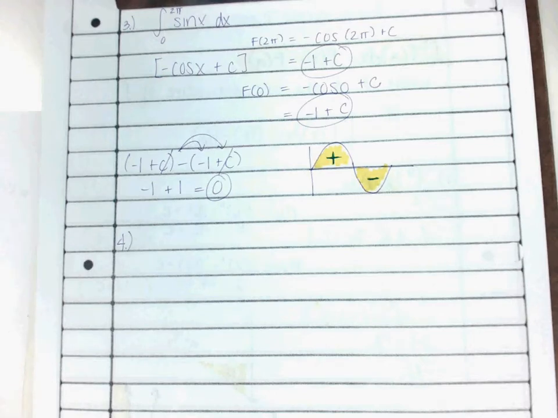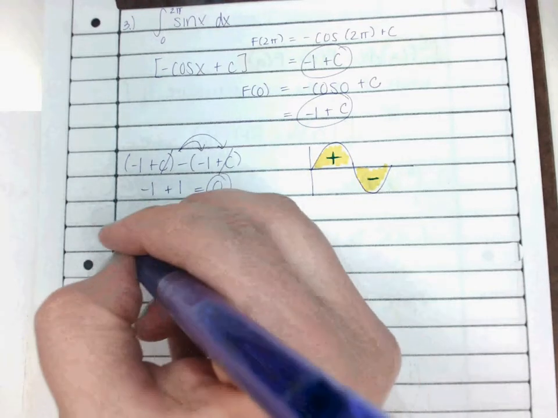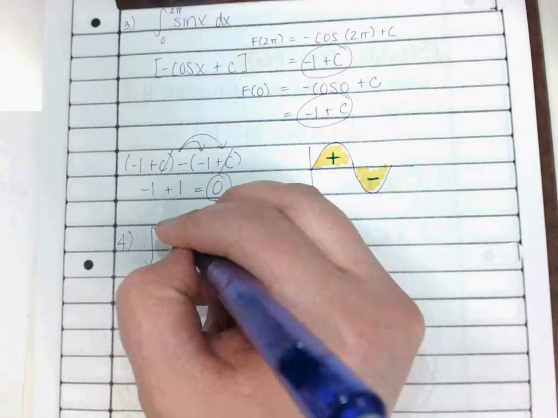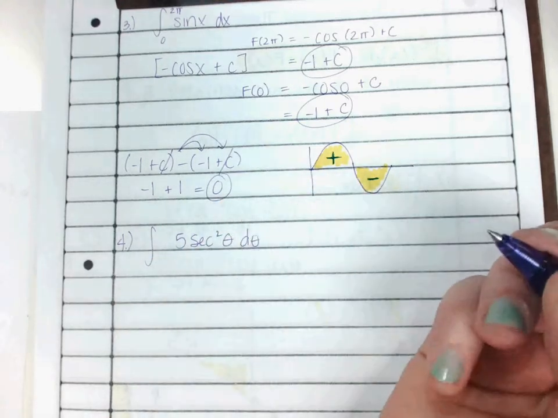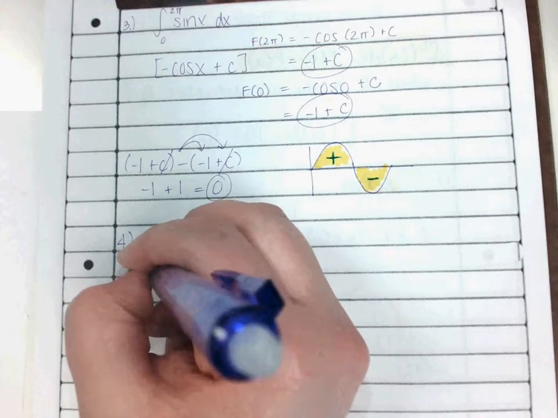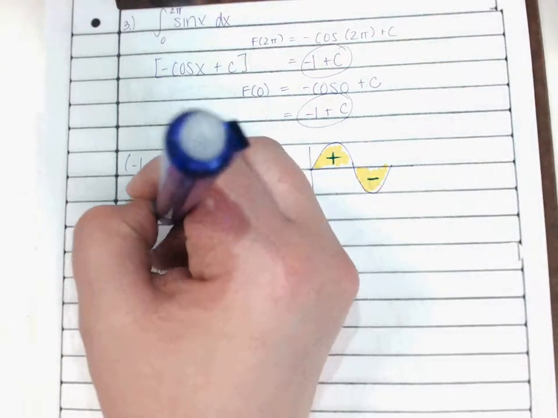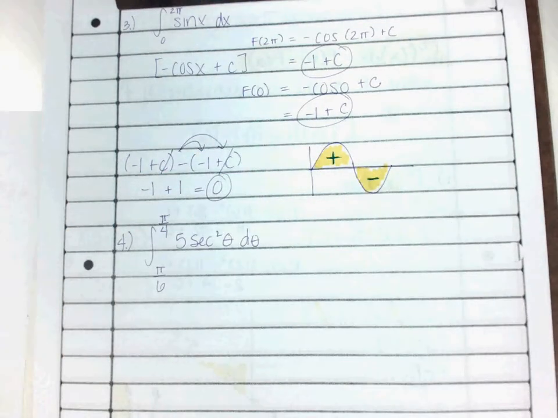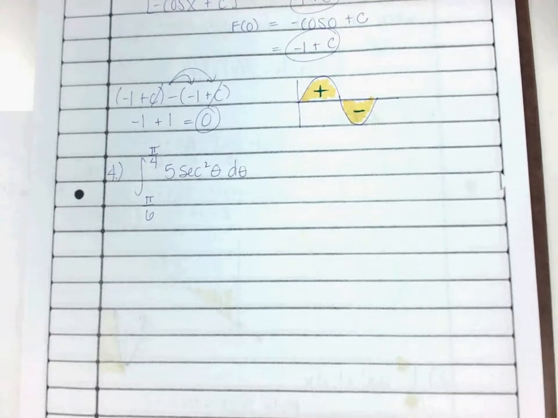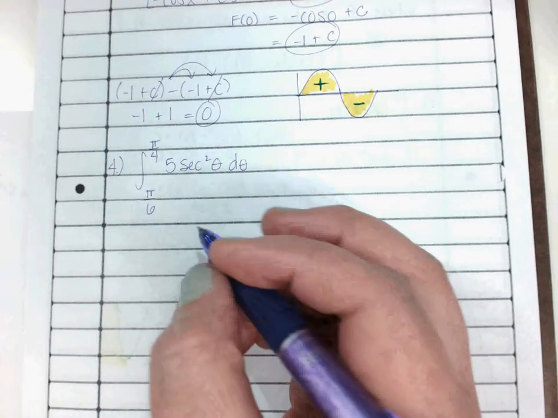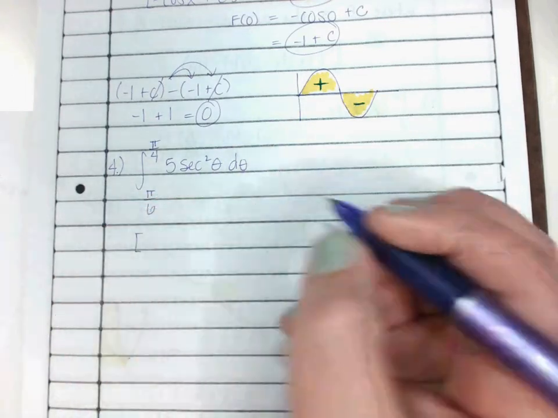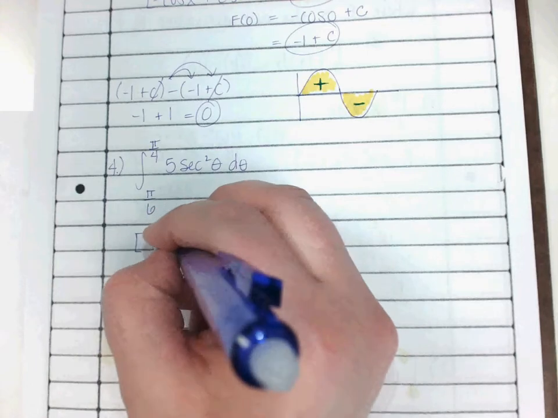Okay, the integral of 5 secant squared, from pi/6 to pi/4. Okay, focus. What is the antiderivative of secant squared? Tangent theta. Good, 5 tan theta.